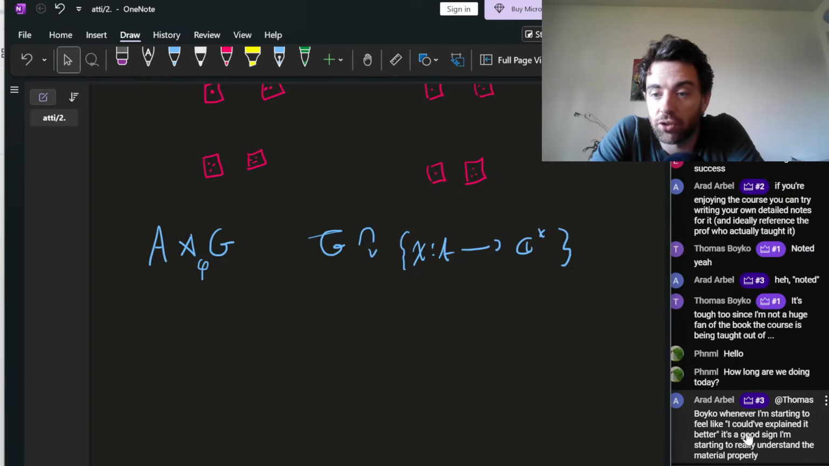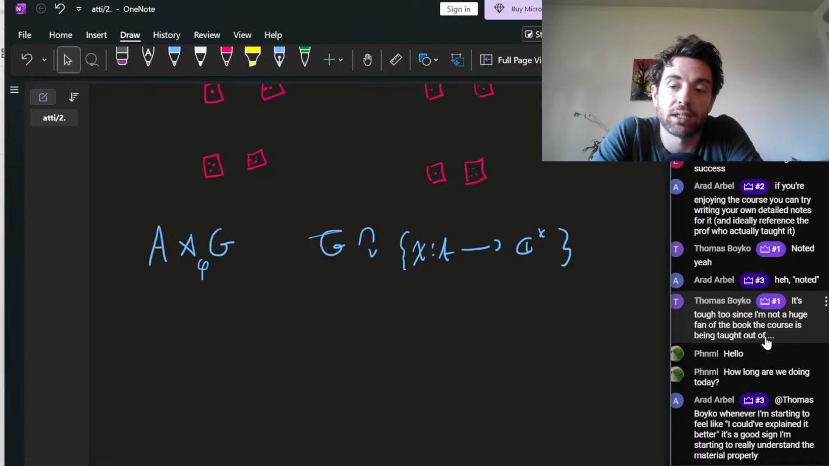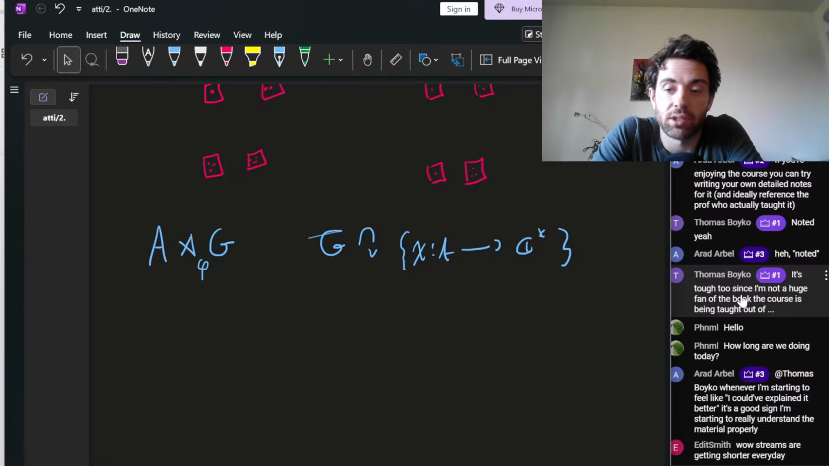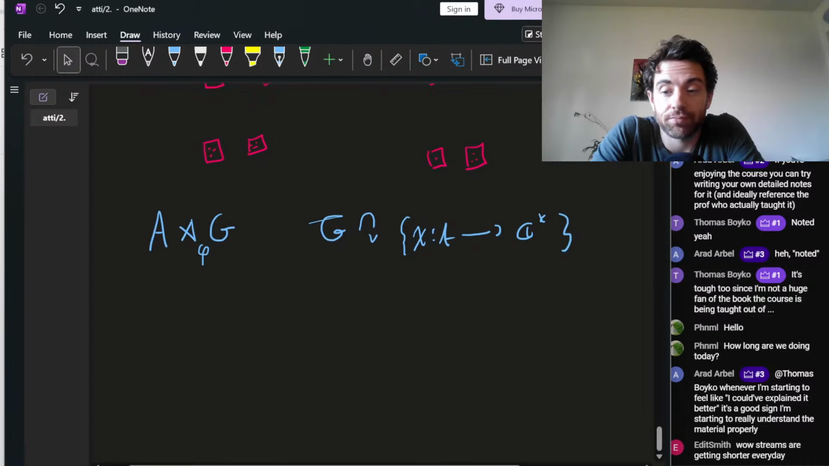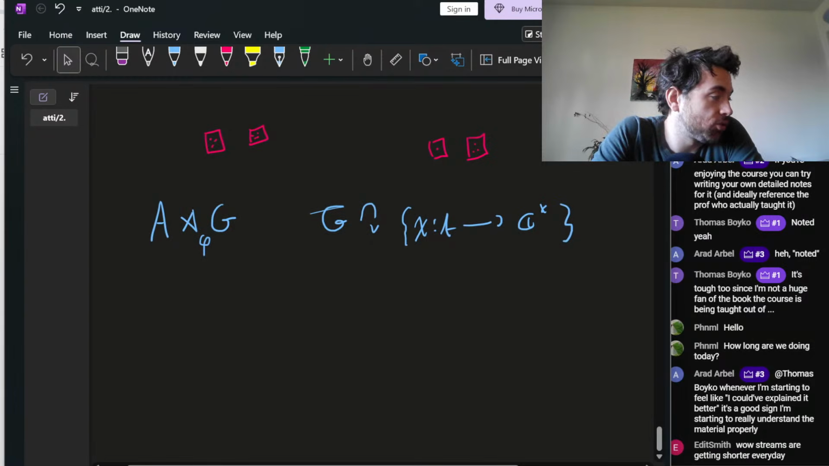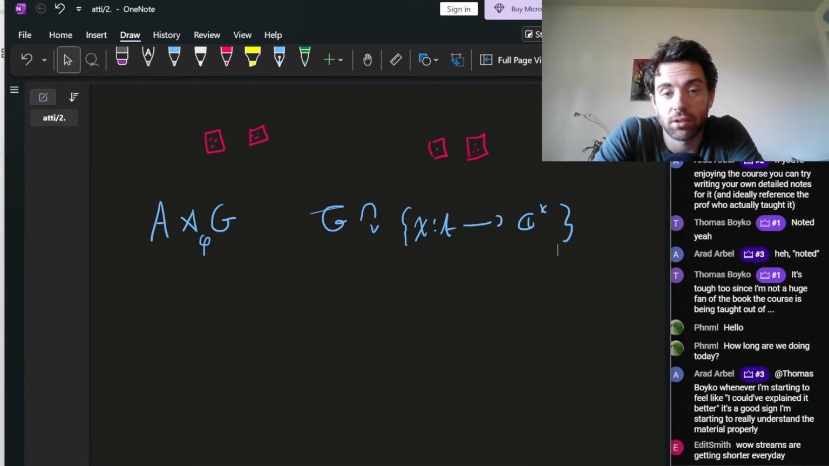Whenever you're starting to feel like you could have explained it better, it's a good sign you're starting to really understand the material properly. It's tough too since you're not a huge fan of the book the course is being taught out of. Yeah, that makes it even harder. I would try to consult another book as well as you're building your notes. Write superior notes to the book out of spite. Let the spite, the hatred of the book, fuel you to spend your time writing notes that you feel are better than the book. That's the power move here.